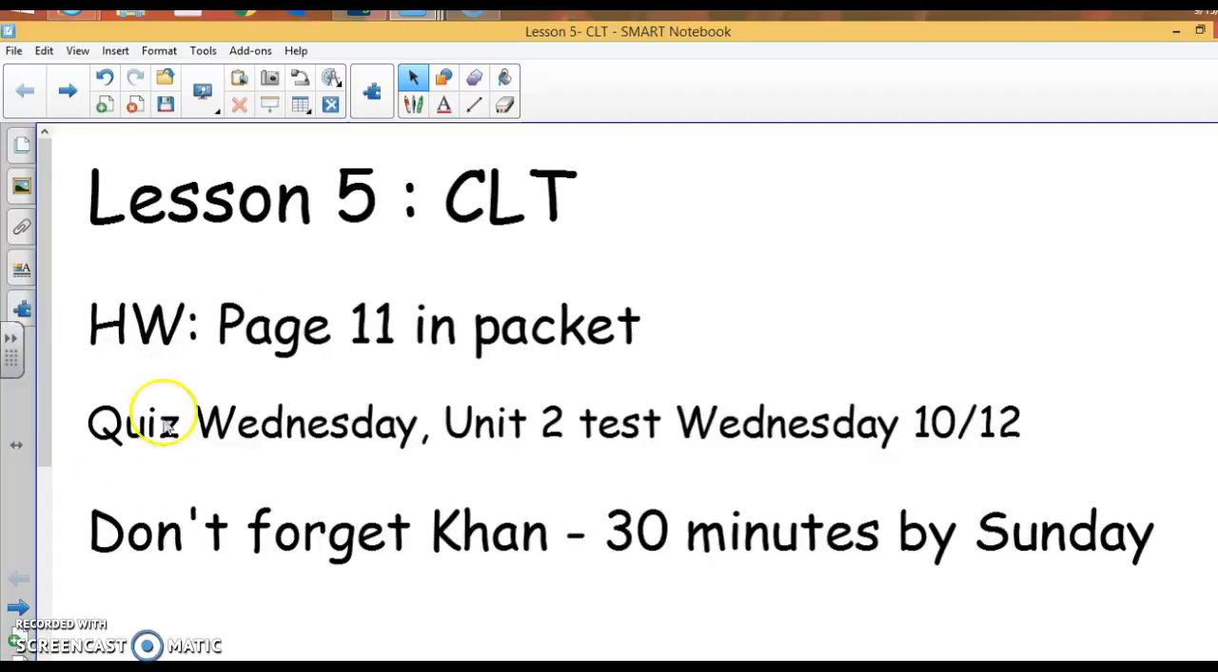The lesson is Advanced Pre-Algebra Unit 2, Lesson 5, Combining Like Terms. That's what that stands for, Combining Like Terms.